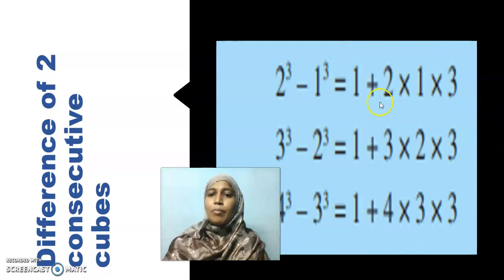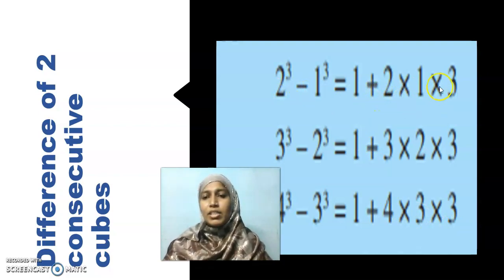Only this is the product of the 2 consecutive numbers for which I am finding the cubes and then finding the difference. Is it clear, my dear children? Are you all able to understand this pattern here? Always 1 plus. At last into 3 only. In between, I have 2 into 1, the product of the numbers.